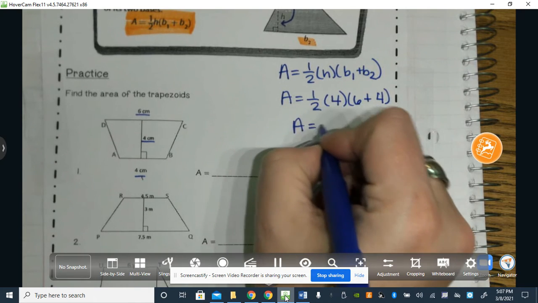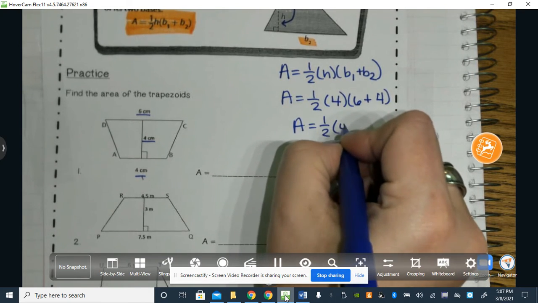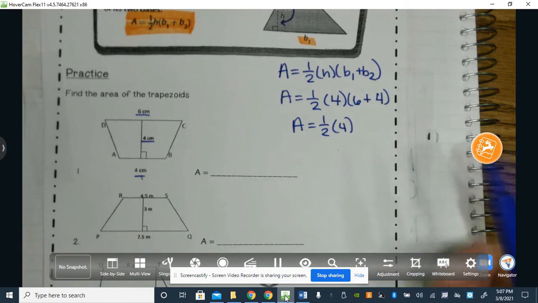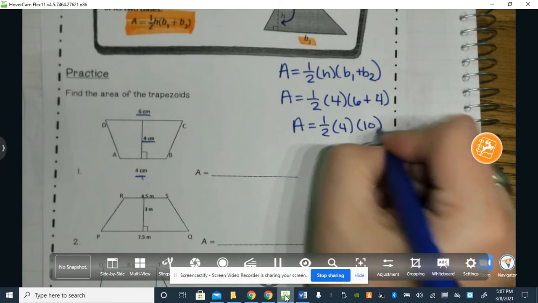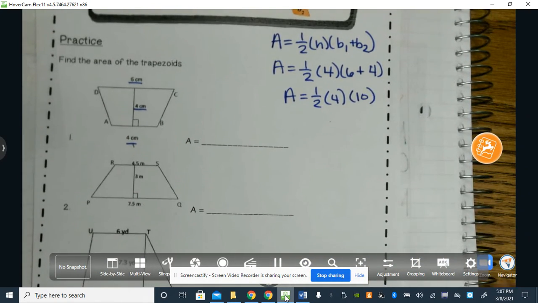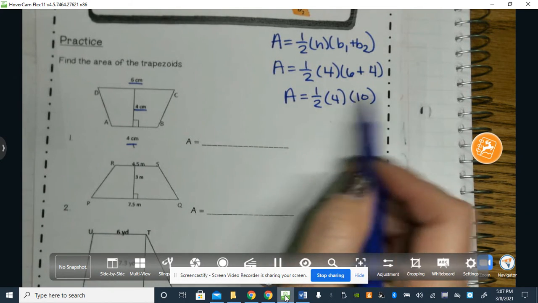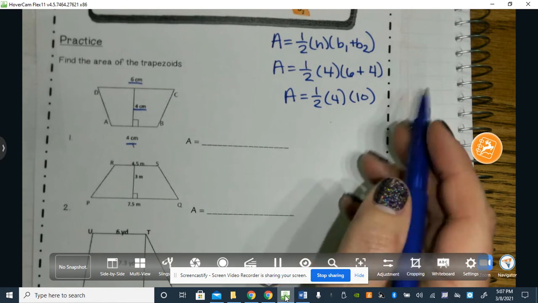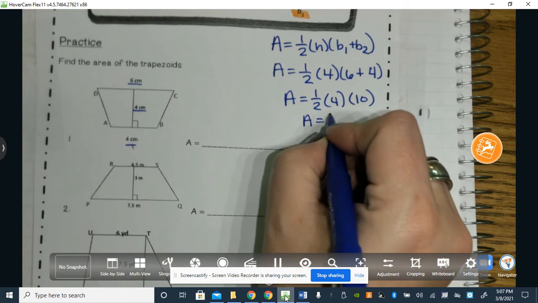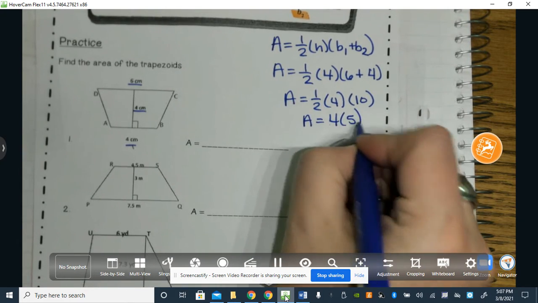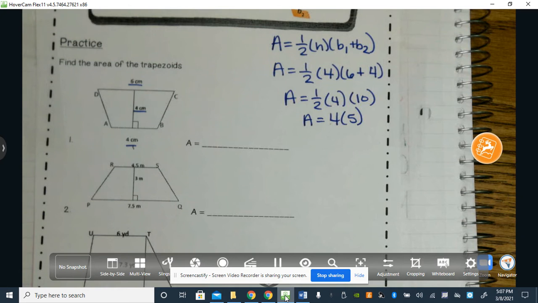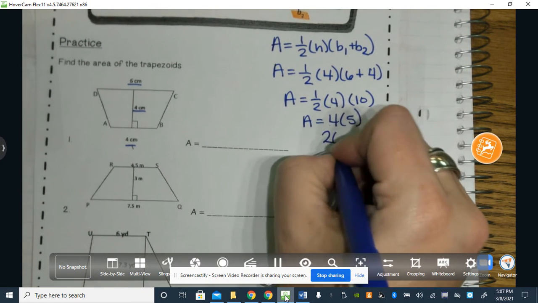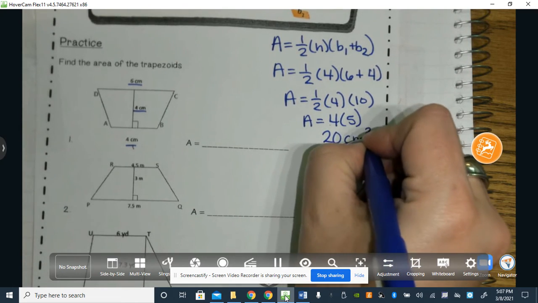So my area is equal to 1/2 times 4 times (6 plus 4). Order of operations says I need to solve this first, so that would be 10. There's 3 different ways to do this, guys, but what I like to do is half a number and make it friendly. So if I half this 10, I get 5. So my area would equal 4 times 5, and 4 times 5 gives me 20. So it's 20 centimeters squared.